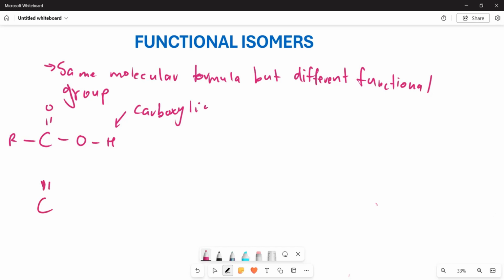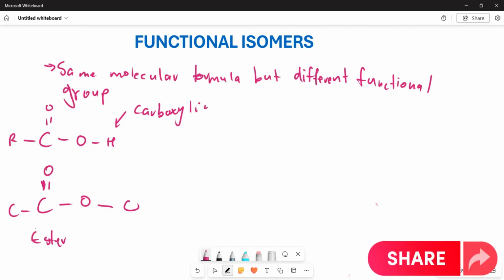Let's say this is found here, and you have your carbon here, and you also have your carbon here. Now, this one no longer becomes your carboxylic acid. Now, this is going to become your ester, which is formed through esterification.